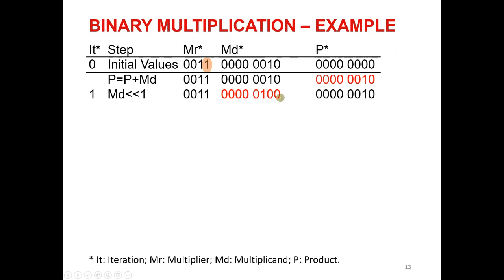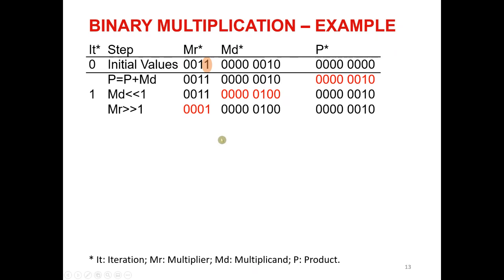The second step will be shifting right the multiplier. So the multiplier was this number, and now is this one. We have shifted it right and placed a 0 in the leftmost bit. Okay. And then again, we repeat the same process again.